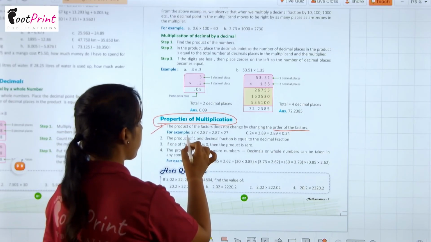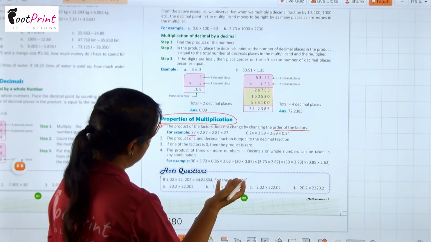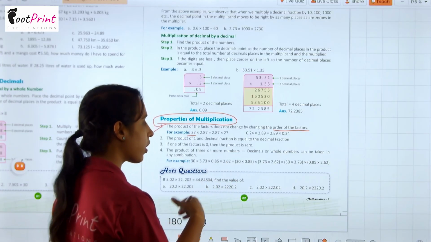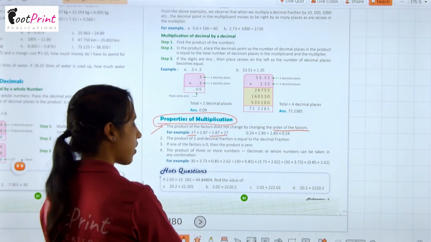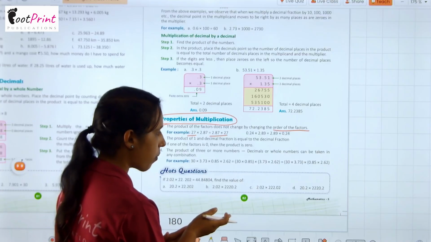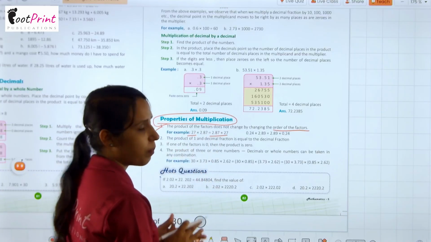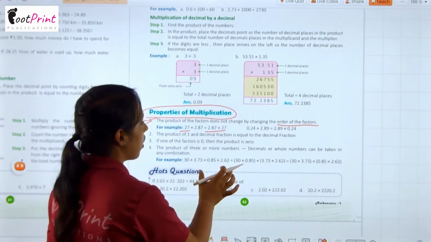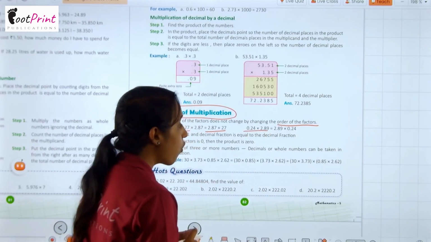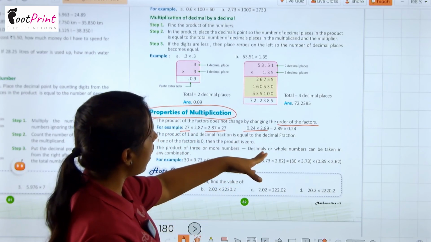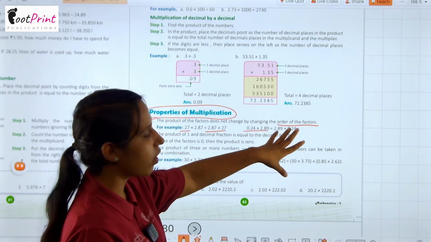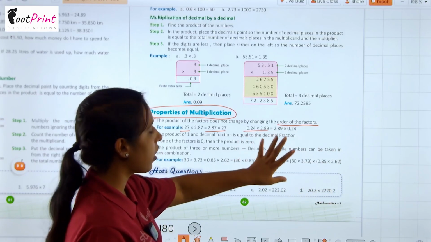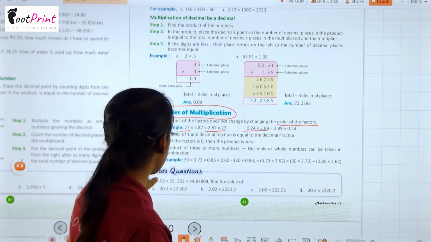जैसे अगर हम 27 को 2.87 से मल्टीप्लाई करें तो भी हमारे पास सेम प्रोडक्ट आएगा, और उसकी जगह 2.87 पहले लिख दें और 27 को बाद में कर दें तो भी सेम आएगा. In this also 0.24 multiply by 2.89 और 2.89 को अगर हम 0.24 से भी मल्टीप्लाई करते हैं तो दोनों के जो प्रोडक्ट आएंगे वो सेम आएंगे.